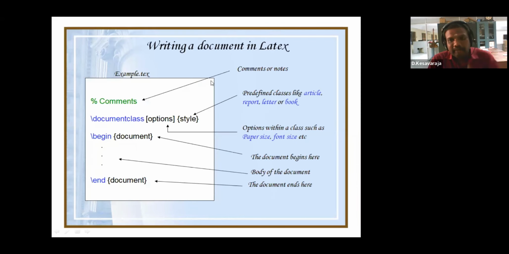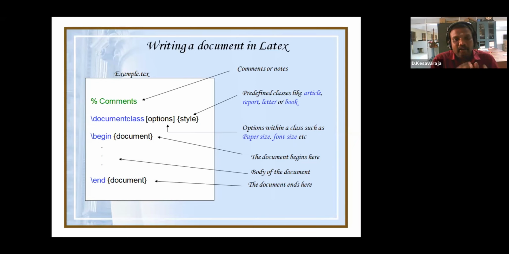So I'm summarizing all those things. The percentage sign is a markup we use to provide comments. Then \documentclass: inside square brackets, you can specify the paper size and font size. These are optional parameters. Inside curly braces, you specify the class name, that is the style: article, report, letter, beamer, prosper, or book.